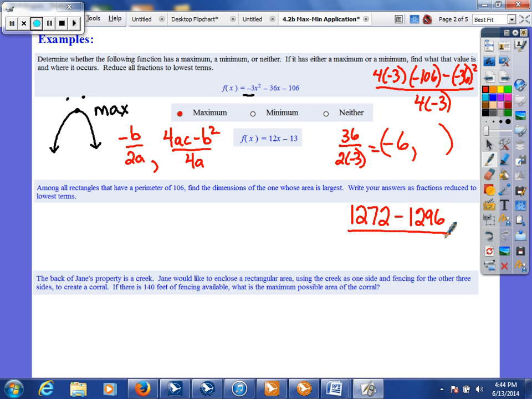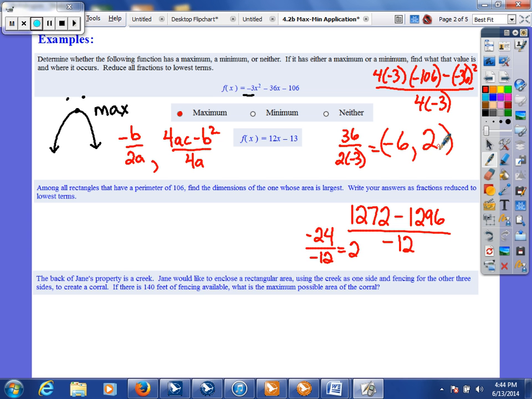And then on the bottom, what we end up getting is negative 12. So again, what we do is some arithmetic, and we would subtract 1296 from 1272. We get negative 24 divided by negative 12. And wow, imagine that. It worked out so nicely. And so there's our y value.